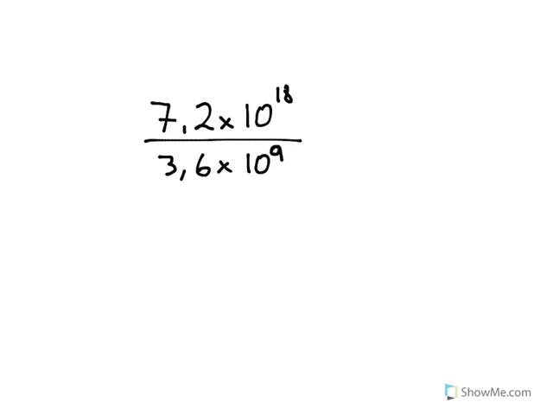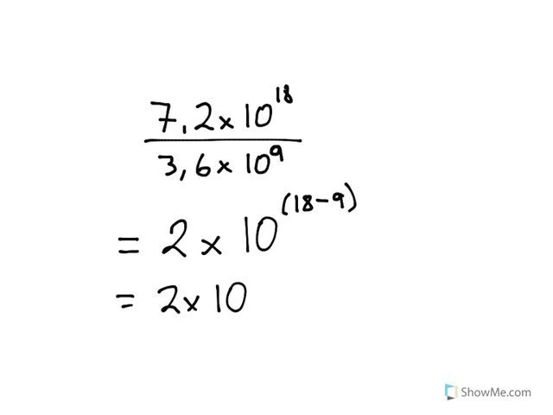Let's take one with really big numbers then, because the other one was easy to understand. Well, 7.2 divided by 3.6. 3.6 is half of 7.2. So that actually goes 2 times, multiplied by 10 to the power of 18 minus 9 equals 2 times 10 to the power. 18 minus 9 is 9. So that's the same as 2 times 10 to the power 9.